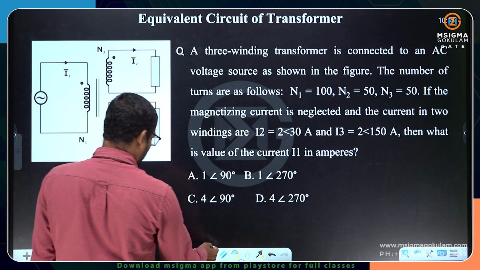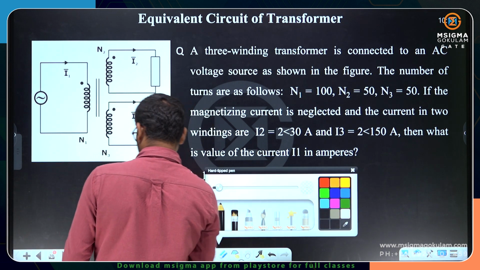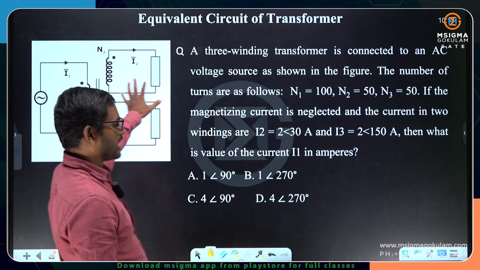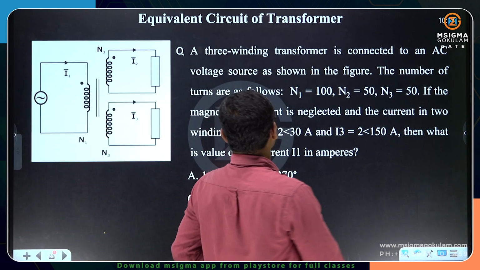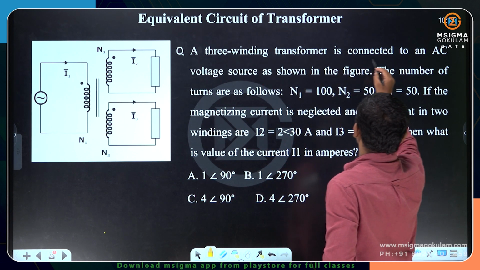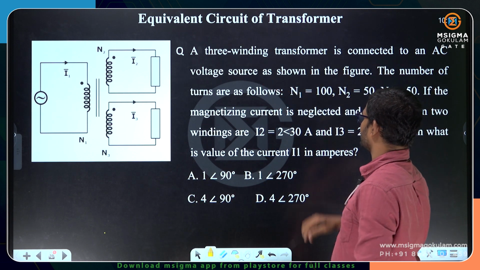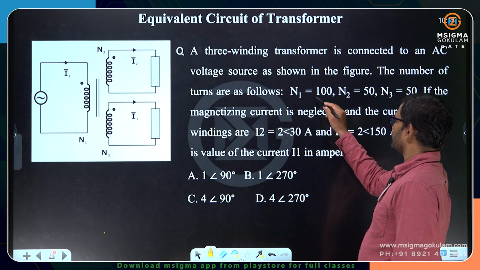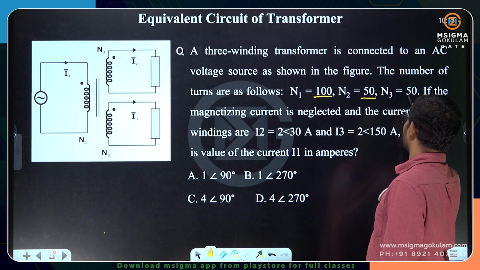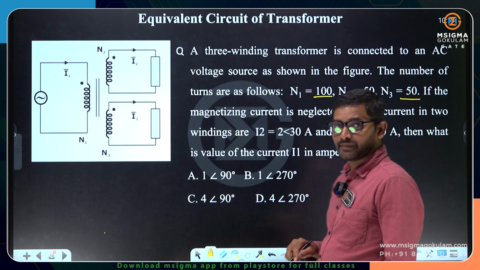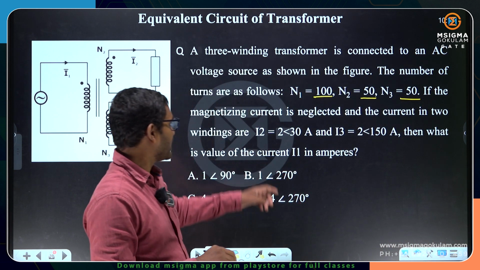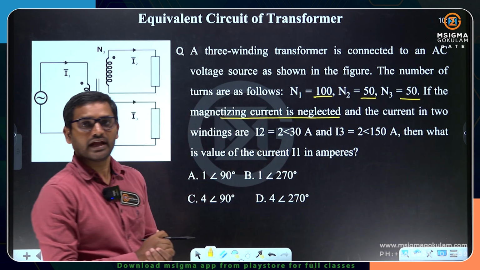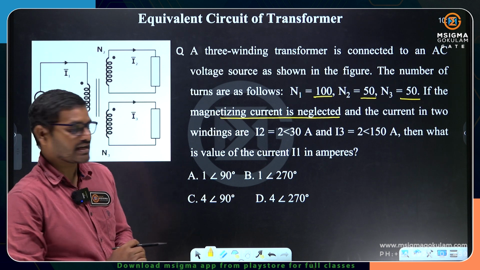As I have told you already, whenever the question is like this, 3 windings he has given. The 3 winding transformer is connected to an AC voltage source as shown in the figure. The number of turns are as follows: N1 equal to 100, N2 equal to 50, N3 equals to 50. If the magnetizing current is neglected, I mu is equal to 0, and the current in 2 windings are here.